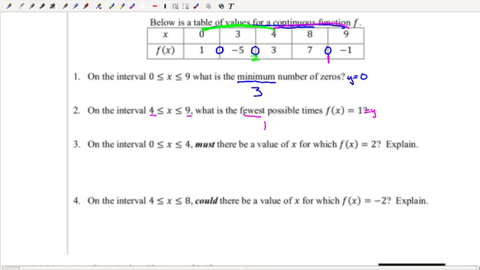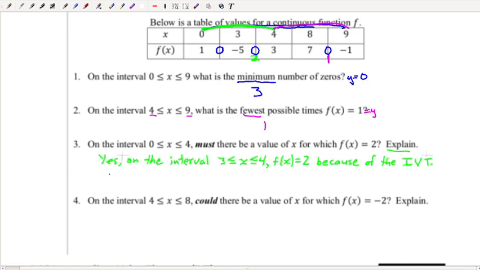So let's see how we write that when they ask us to explain. What does an explanation look like? To explain, I would write something like: yes, there must be, on the interval where x is greater than 3 and less than or equal to 4, because I found it between the x values of 3 and 4, f of x equals 2 because of the intermediate value theorem, and I'm just going to abbreviate it with IVT.